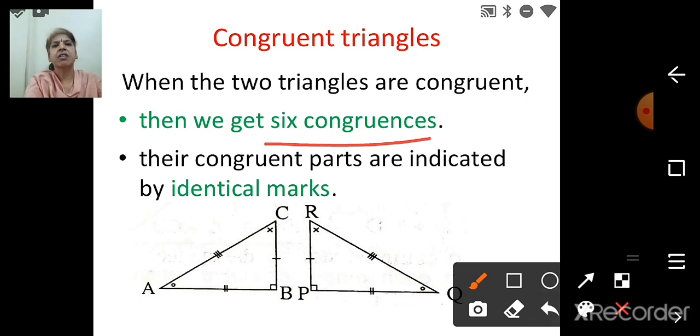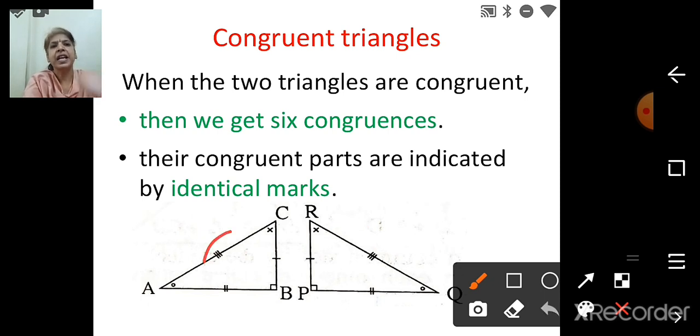And these 6 congruences, that is their congruent parts, are denoted by identical marks. Now what are the identical marks? You can see here, there are 2 triangles given. One is triangle ABC and the other one is RPQ. Now see the identical marking. Identical marking of angle C and angle R are the same. You can see here, a small cross type is put. So they are identical. These are the identical markings.